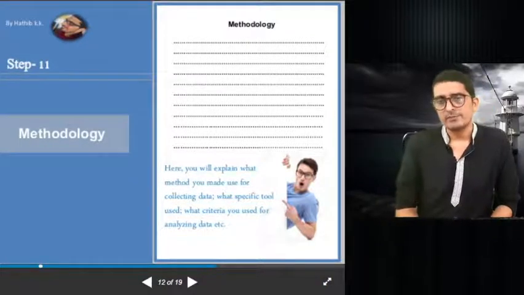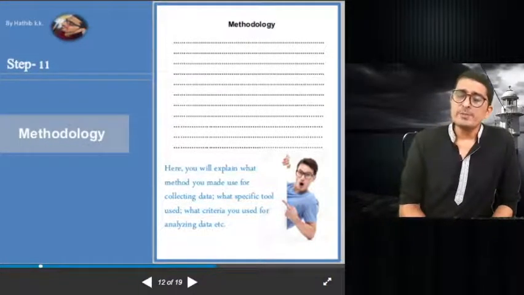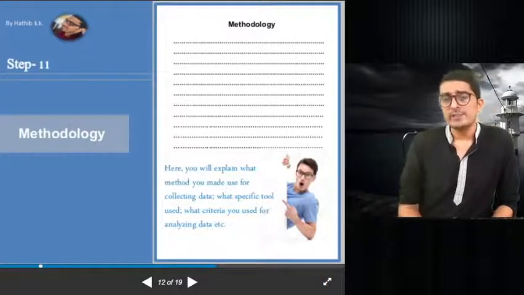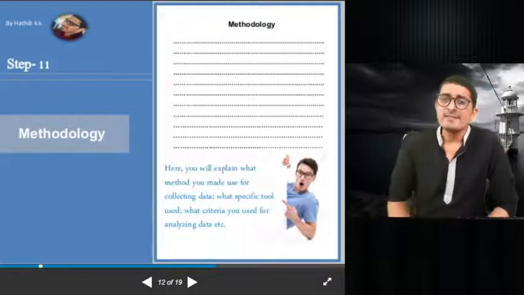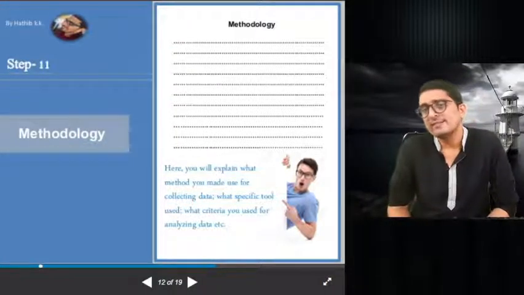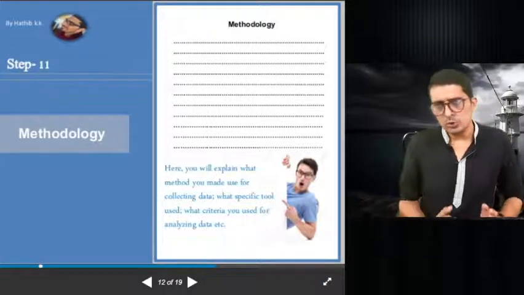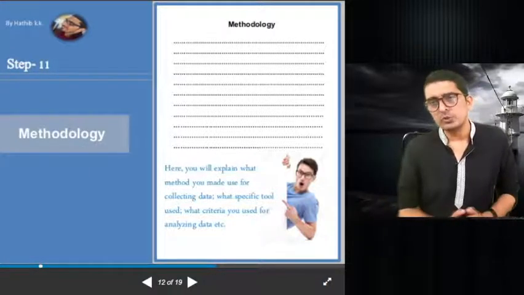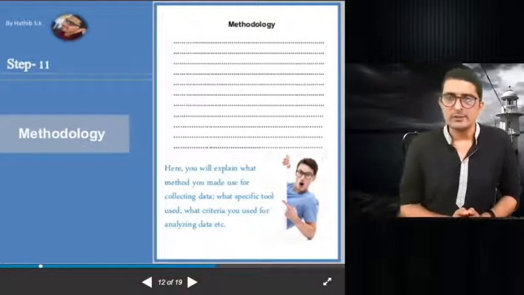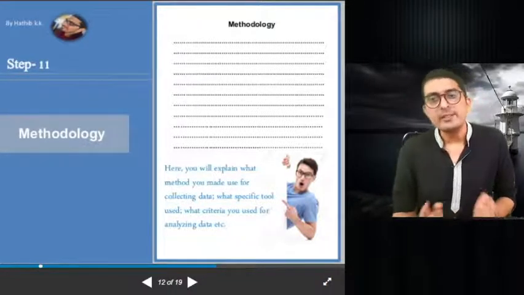Then comes methodology. In the methodology page, you will explain what method you have used for collecting data. For example, if you are reviewing a textbook for 9th standard students, you have to go through that textbook. Then you are making use of the method called document analysis.